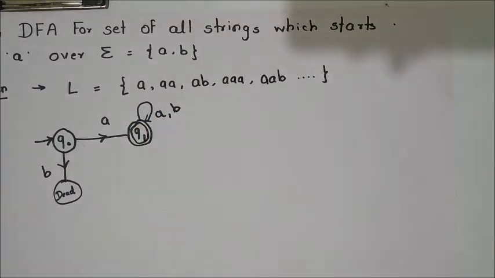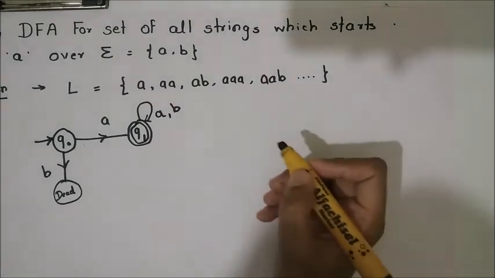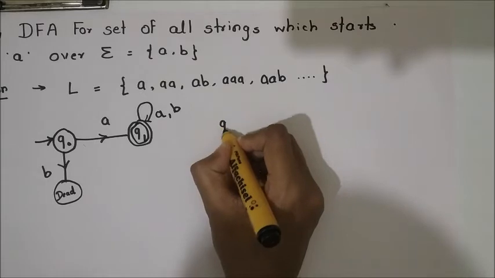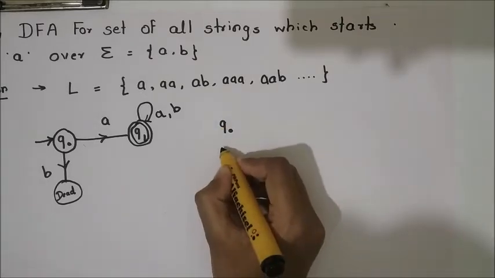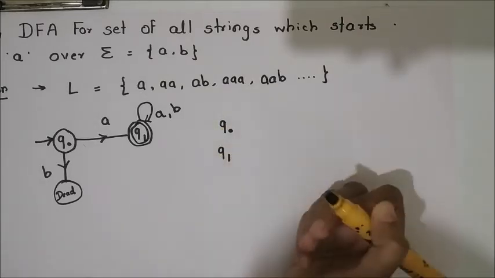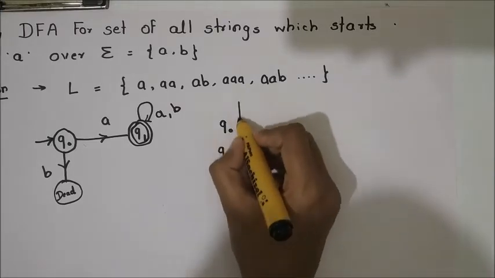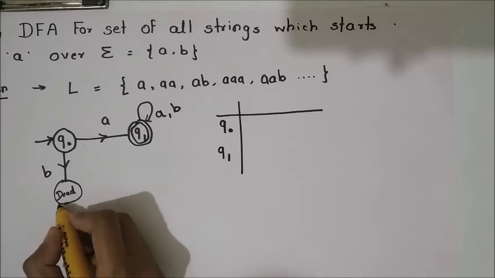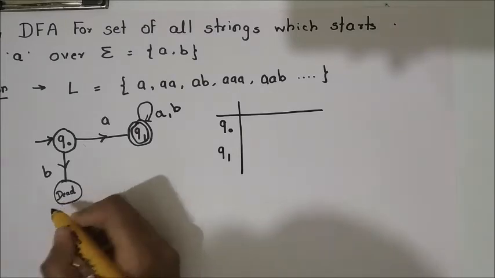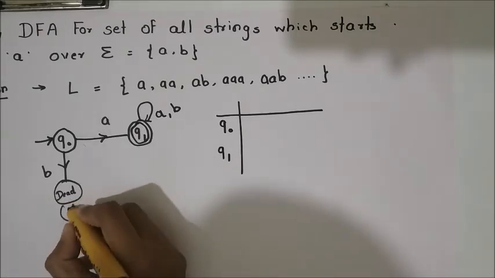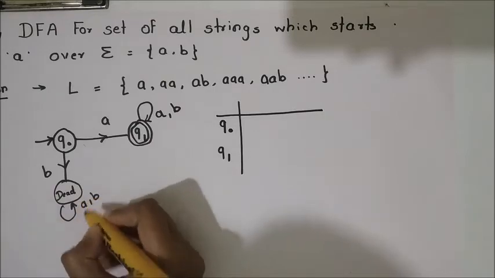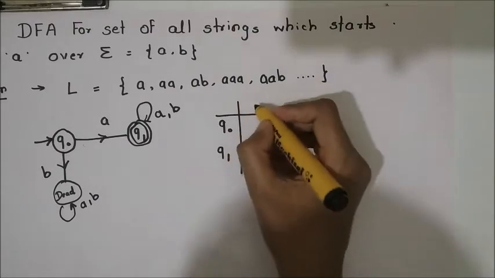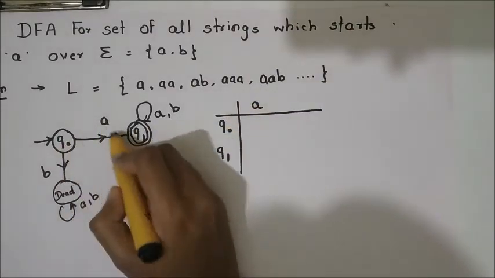Q1. So if I want to show the transition using the transition table, how to show that? Draw all the states here, Q0, Q1. And in the dead state also, even if A and B come after this, it will remain in the same state, that is the dead state. So Q0 on A goes to what? Q1.